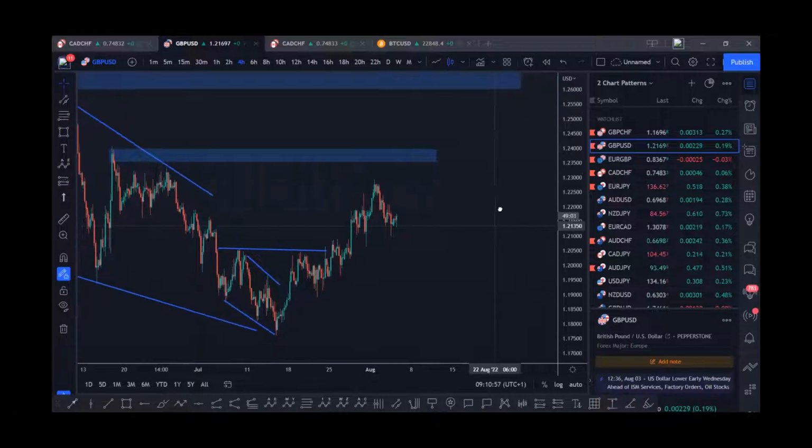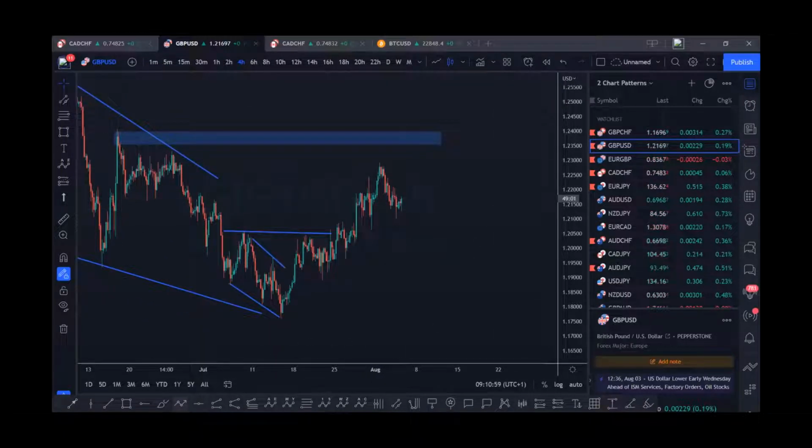So if the BOE comes dovish today at 50 basis points and the market reacts dovishly, I think we might actually see some correction downwards. Just like I said, it doesn't really mean that the GBP is going to be fast, even if it's bearish. It's just going to be some move maybe down to some retracement level.